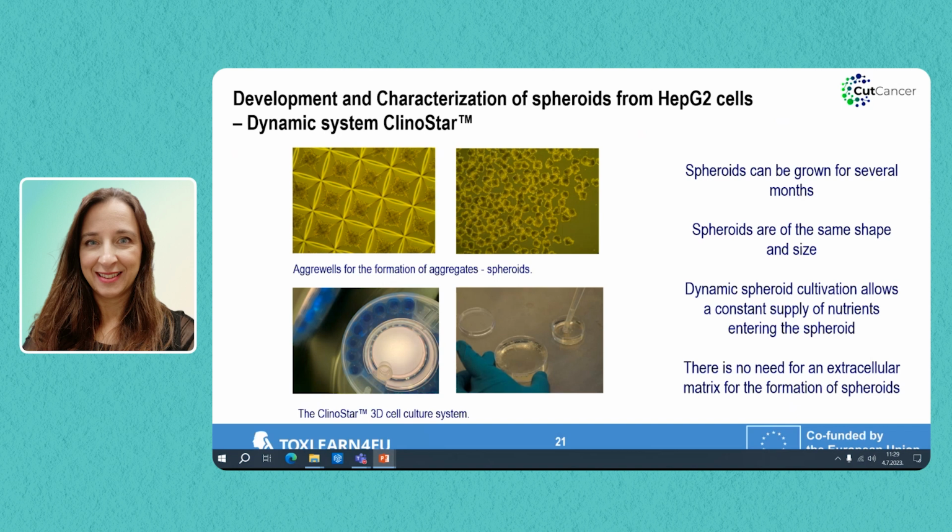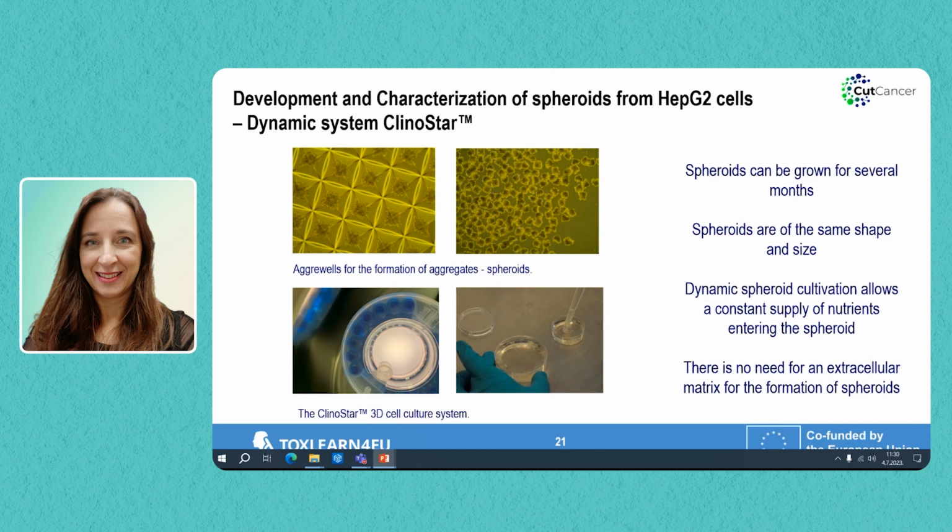So these spheroids have even better conditions because they grow in dynamic conditions. You will see it later on. I think I have some slides mixed here, but it doesn't matter. We can grow them for several months. At the end, these spheroids are of the same shape and the same size.